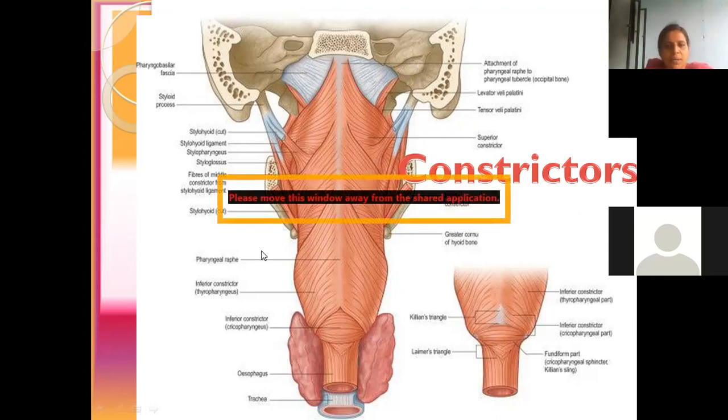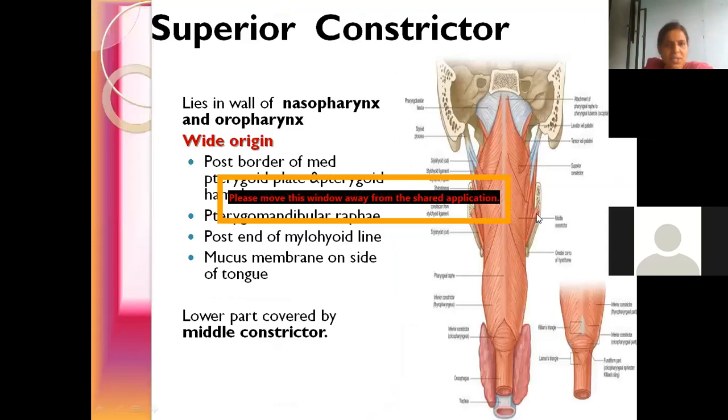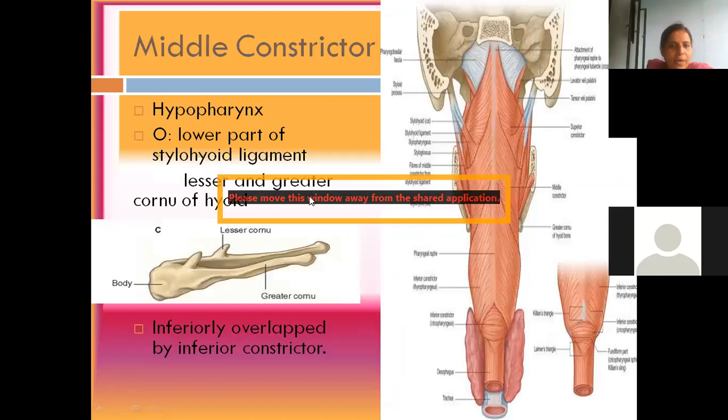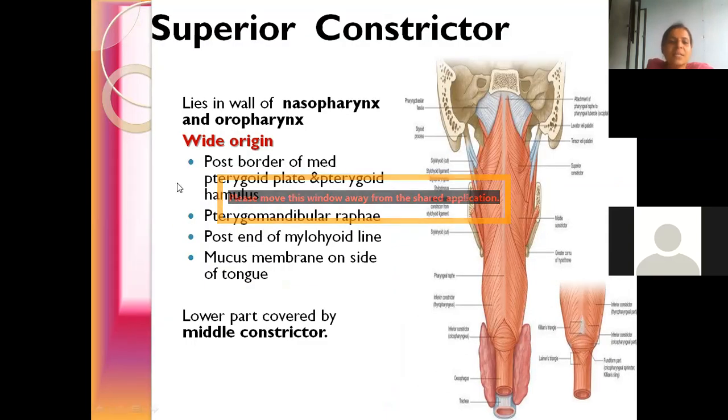Now, see, the superior constrictor lies in the wall of the nasopharynx. So from where is it coming? Posterior border of the medial pterygoid plate and the pterygoid hamulus. These are the words which you see in the skull bone. If you remember medial pterygoid plate, one more pterygoid plate we studied with muscles of mastication. What was that? Lateral pterygoid plate. From the lateral surface, lateral pterygoid muscle was originating. From the medial surface, medial pterygoid muscle was originating.